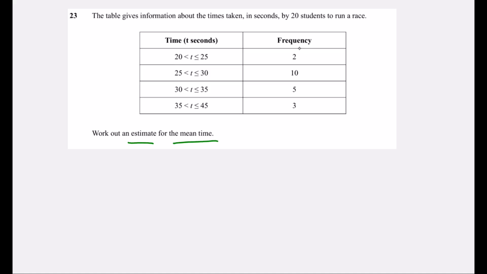So we've got 2 students ran between 20 and 25 seconds. We don't know exactly how long. 3 students were between 35 and 45 seconds, but we don't know their exact times. So that's why it's an estimate, because we're going to just use a best guess, and that is the midpoint.